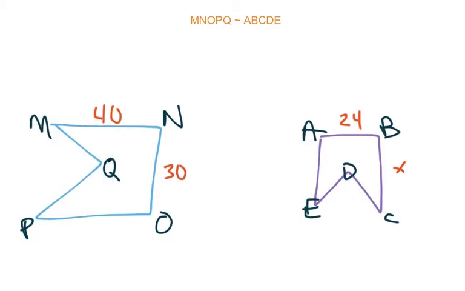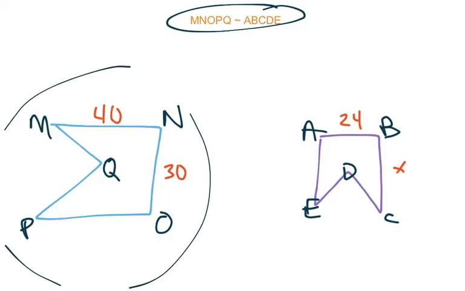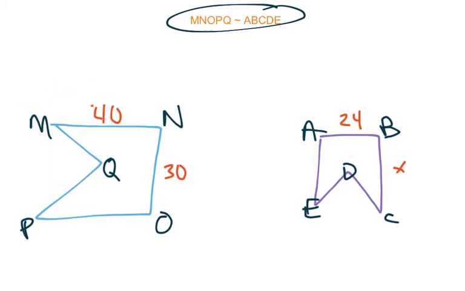Now, the one other problem they might hit you with is they will give you two shapes, like the ones below, and they will tell you straight up that they are similar. So MNOPQ on the left-hand side is similar to ABCDE on the right-hand side. So knowing they're similar, they'll ask you to find a missing variable. Alright, so we are looking for BC on this side.